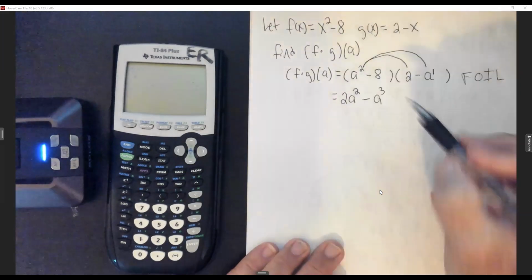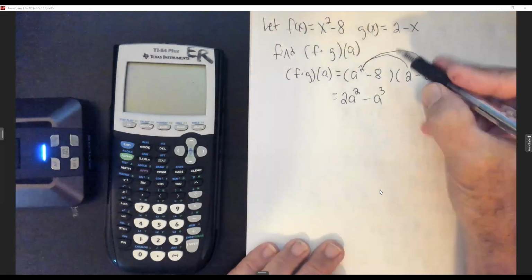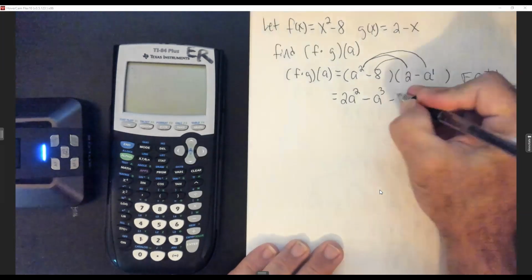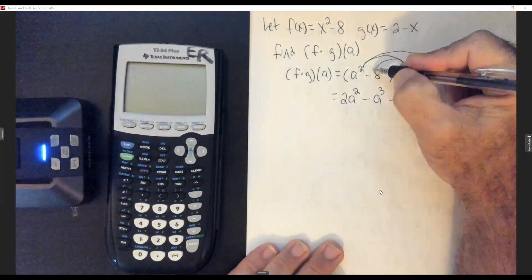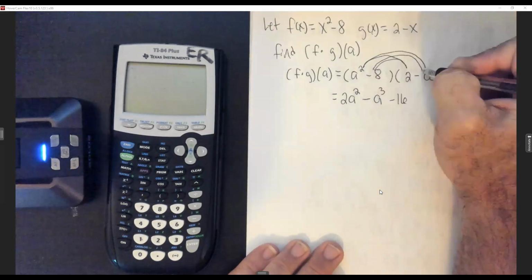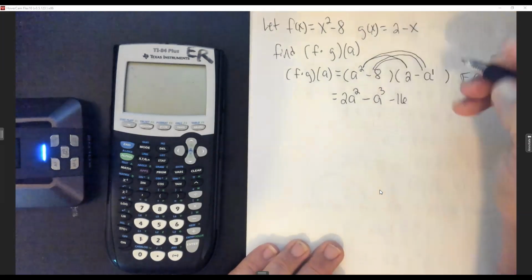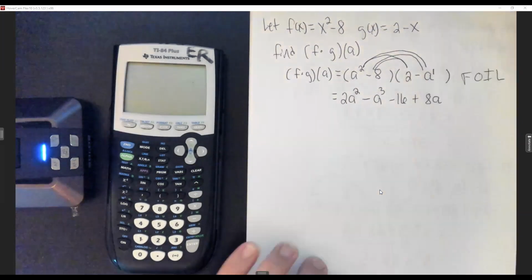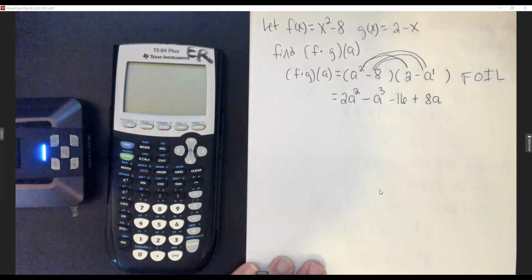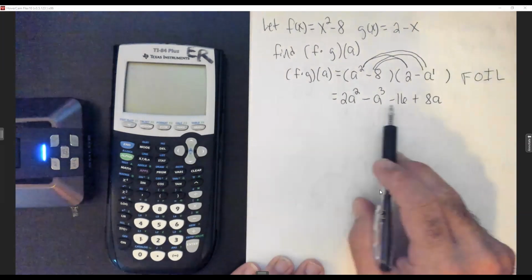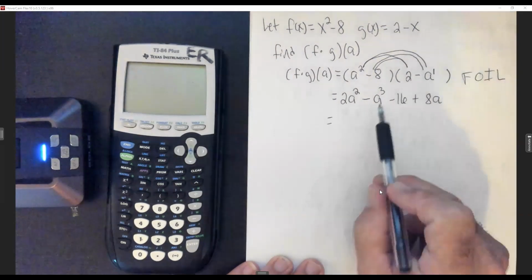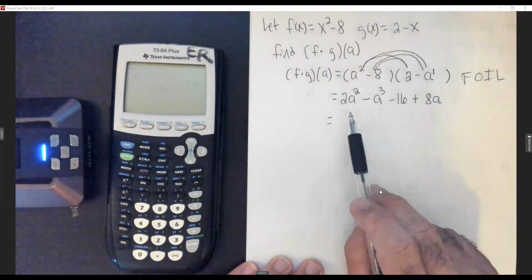Then let's distribute the 8. Negative 8 times 2 is negative 16. And then that negative 8 times a negative a. Negative times negative is a positive 8a. And let's see. I don't see any like terms. So the only thing I would do would be to rearrange it and get the exponents from high to low.